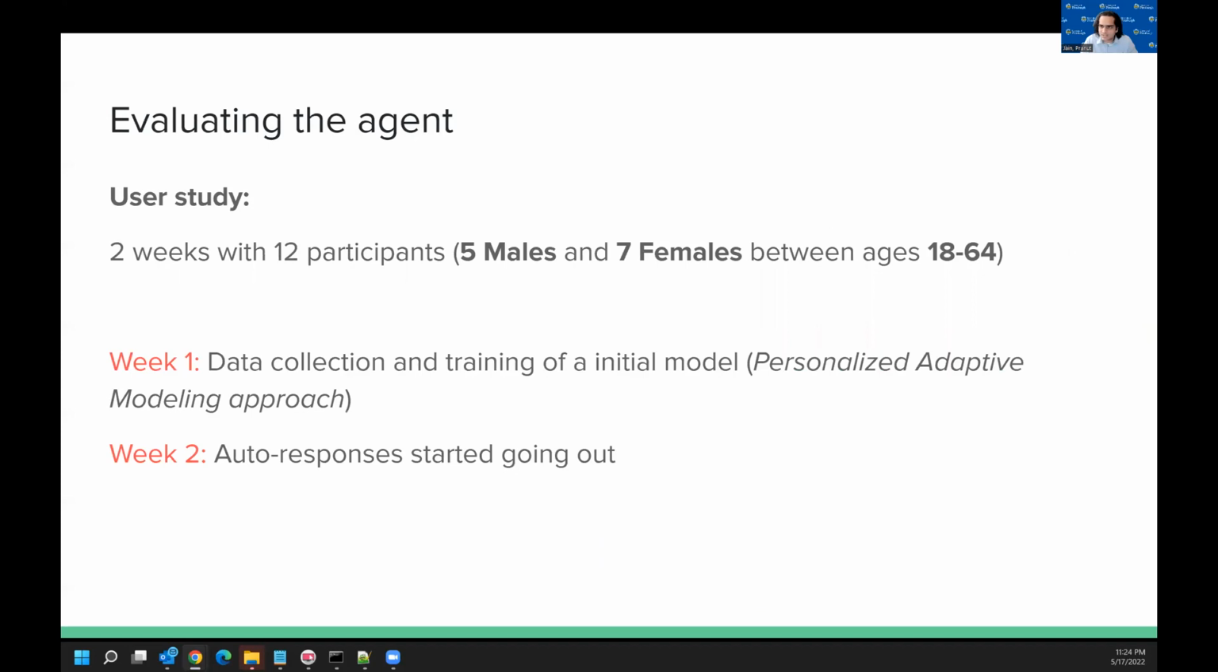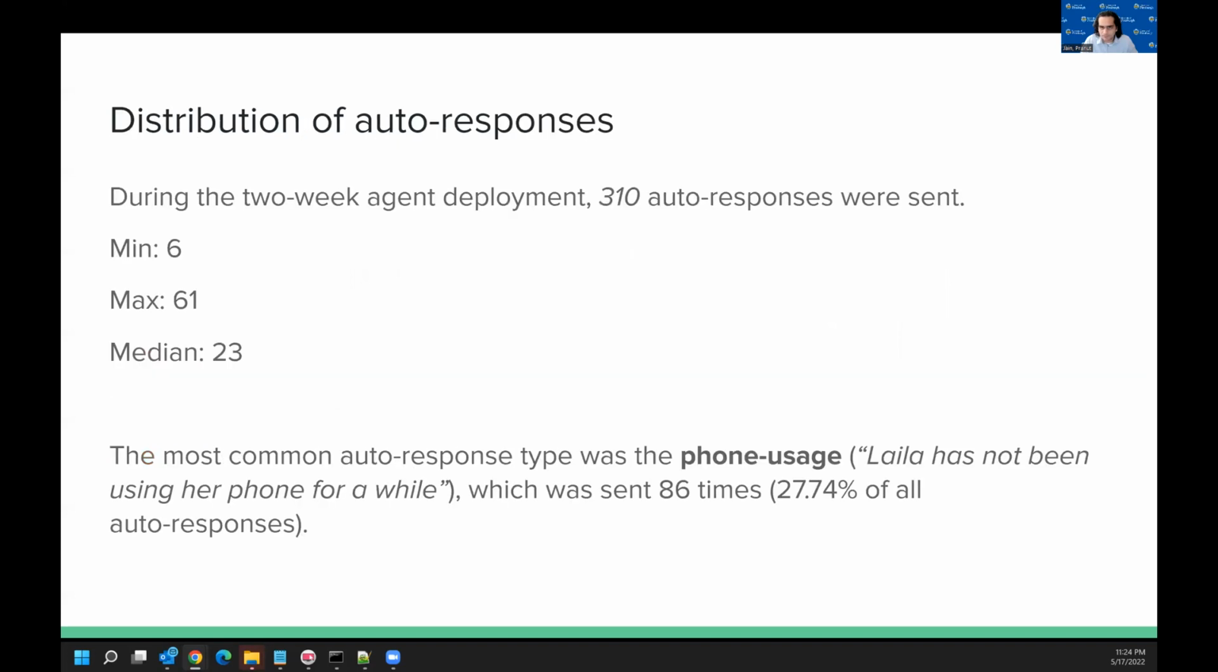To understand the perceptions related to this agent and the information it shares, we did a user study with 12 participants who used the agent for 2 weeks. In the first week, the agent collected data through a smartphone application, which it then used to train personalized attentiveness models. In the second week, the agent started sending auto-responses to the participants' contacts.